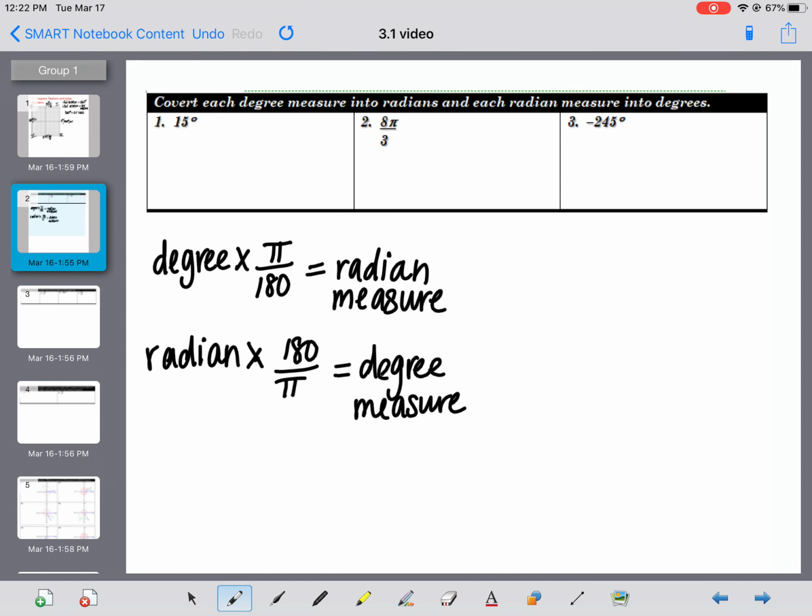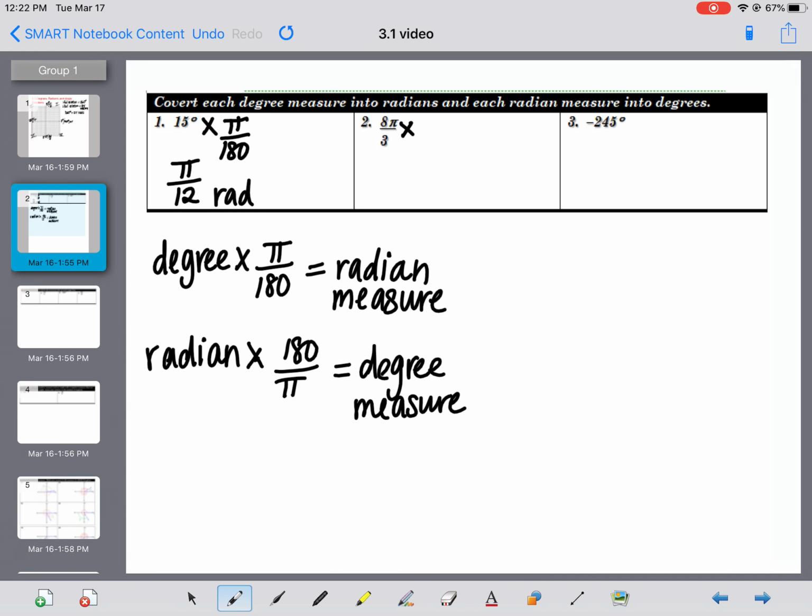Okay, so 15 degrees, I'm going to multiply by pi over 180. Okay, across the top, across the bottom, and make sure that you fully simplify. That would give us pi over 12 radians.